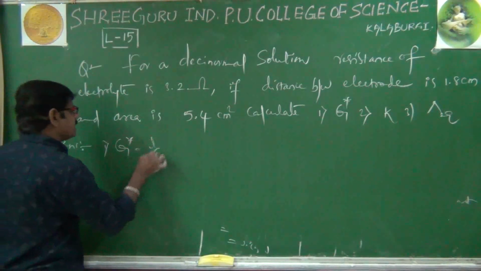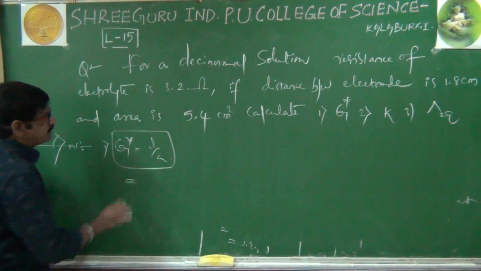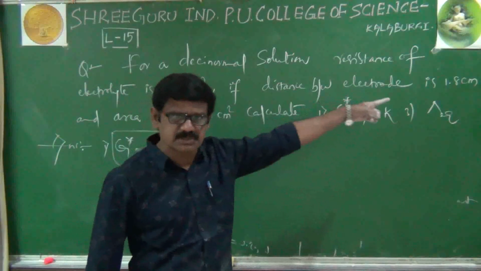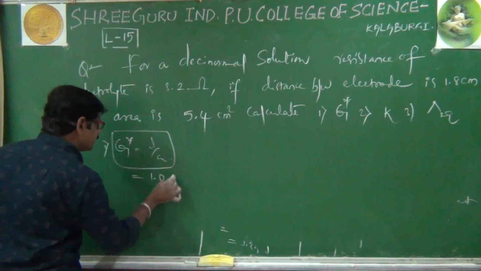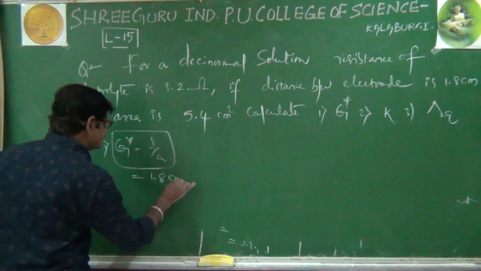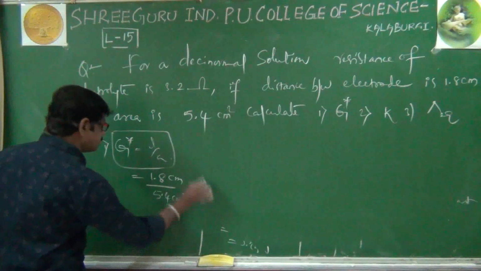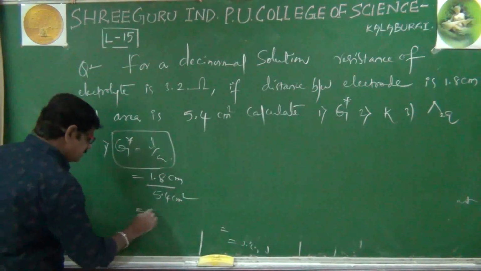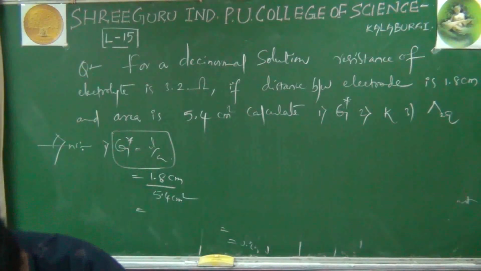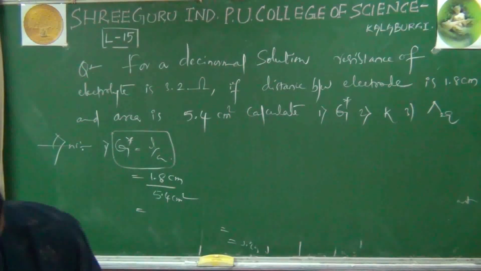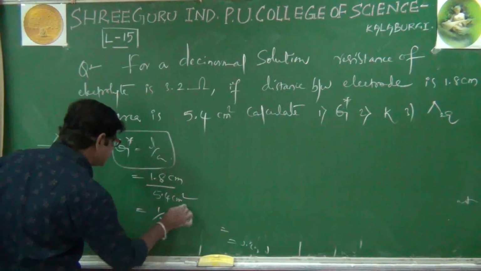G star is equal to L by A. L is nothing but the distance between electrodes, that is 1.8 centimeter, divided by the area 5.4 centimeter square. If you cancel the centimeter and simplify this value, you will get 1 by 3 per centimeter, 1 by 3 centimeter inverse.